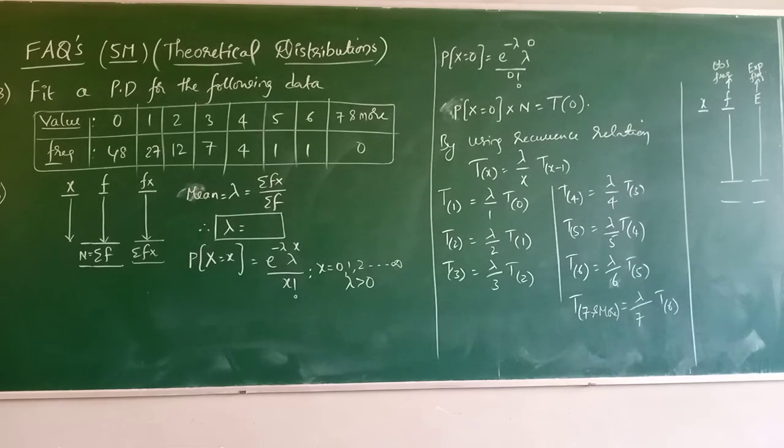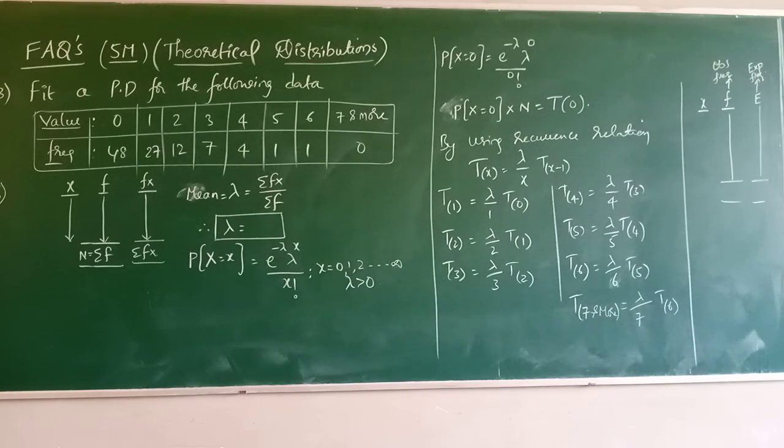After calculating P of x equals 0, that probability at x equals 0 multiplied by capital N, you will get T of 0, the first expected frequency you calculate. To fit a Poisson distribution, the observed frequencies total should be equal to the expected frequency total; then only it is an exact fitting. Clear? First we have to calculate expected frequencies.